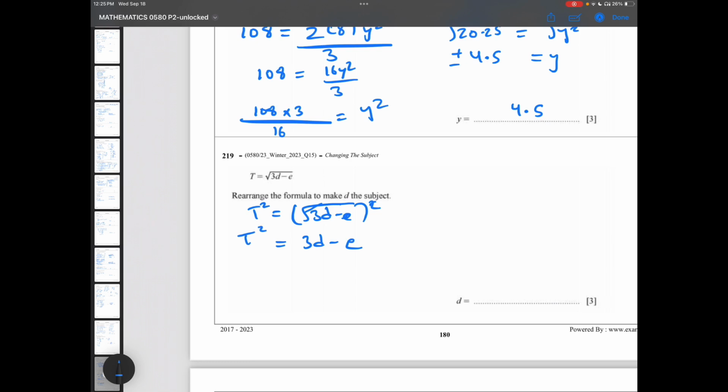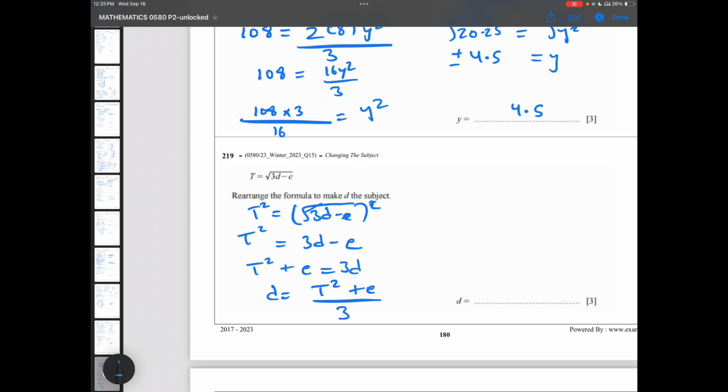Now we have to make d the subject, right? So I will first move e to the left side of the equation. It becomes t square plus e is equal to 3d. Now I will have to remove this 3. So when I move it to the left hand side, it will be divided by t square plus e. So d will be equal to t square plus e divided by 3.